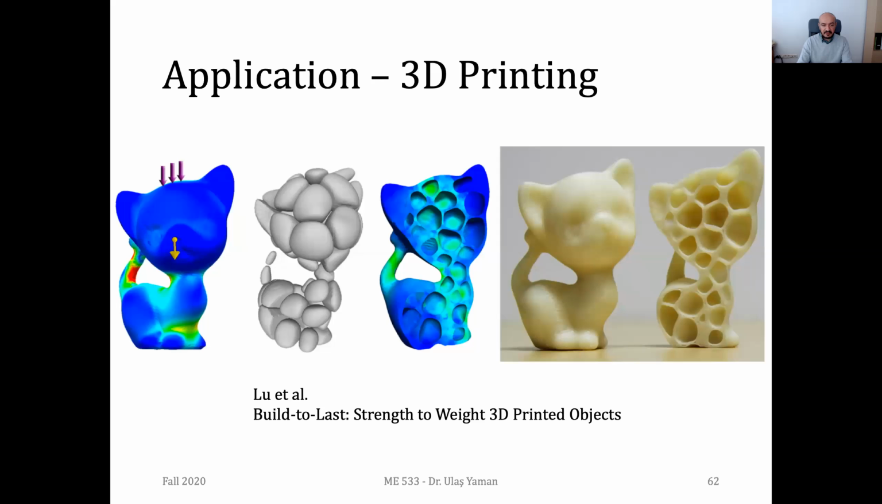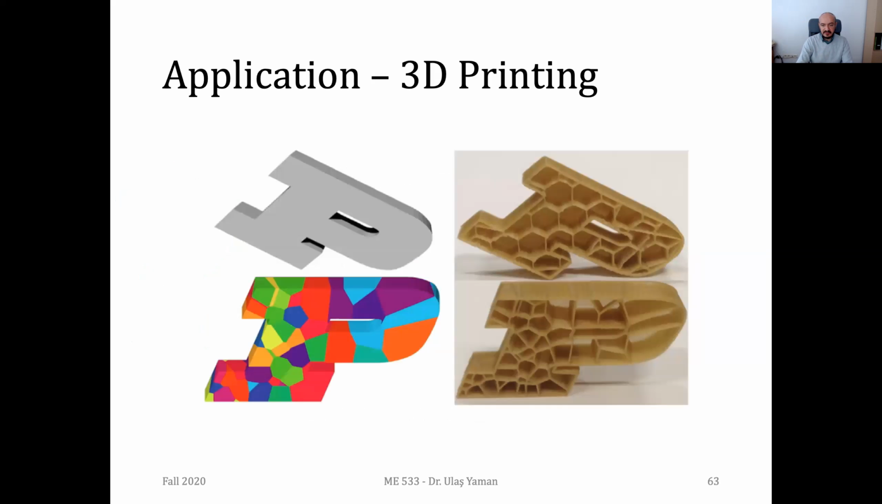Now I will show some other examples from 3D printing or additive manufacturing. You see they use Voronoi diagrams to model the interior of the objects, and they are trying to increase the strength once they have some pressure applied. With the help of a proper distribution of material, they improve the performance of the parts.